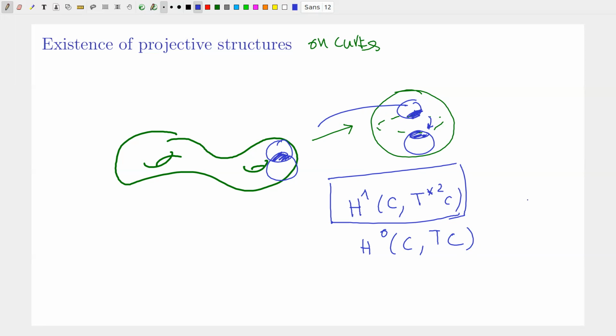Okay, so this is all I want to say. There are many things to say, but this is all I want to say about affine and projective structures on curves. I don't know if there are any questions so far. I have one stupid question.